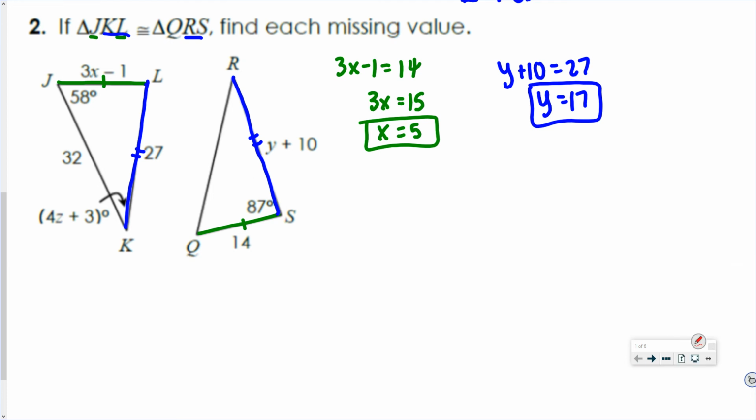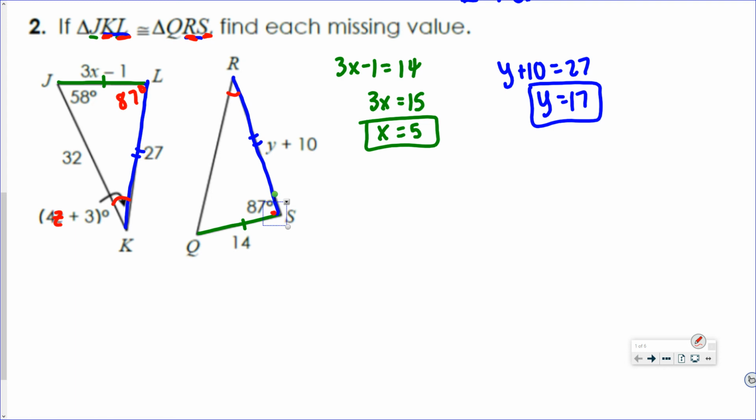Z, kind of hard to see right here, is labeled as angle K of my first triangle. What angle does that correspond to on my second triangle? R. Yep, R. Middle one right here, R. All right, now I don't know what angle R is. But I know angle S is 87 degrees. And S corresponds to what angle of the first triangle? L. This one. So I know this is 87.